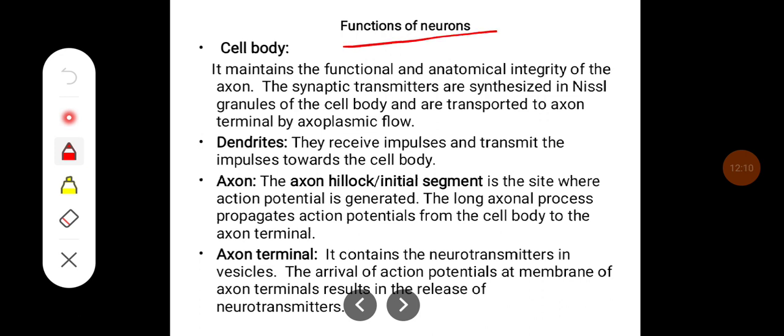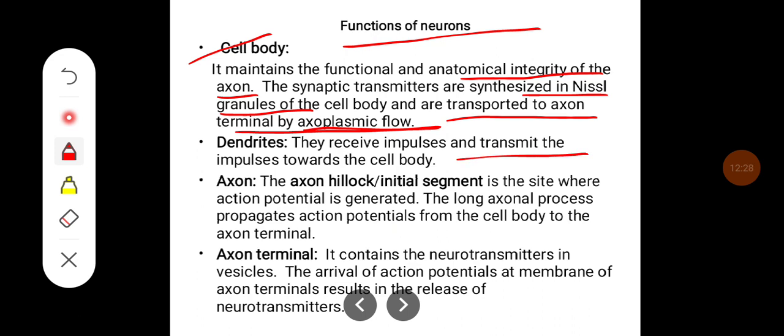Coming to the functions of neurons, the cell body maintains the functional and anatomical integrity of the axon. The synaptic transmitters are synthesized in the Nissl granules of the cell body and are transported to the axon terminal by axoplasmic flow. Dendrites receive impulses and transmit the impulses towards the cell body.